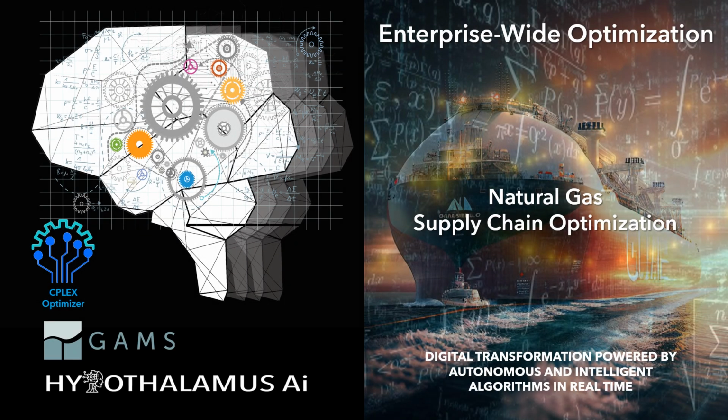Natural gas supply chain optimization. HI has the support of its technological allies, General Algebraic Modeling System, GAMS, and IBM, producer of CPLEX Optimization Studio. Both products are incorporated into HI's artificial intelligence solutions. Hypothalamus Artificial Intelligence, HI. Digital transformation powered by autonomous and intelligent algorithms in real time.